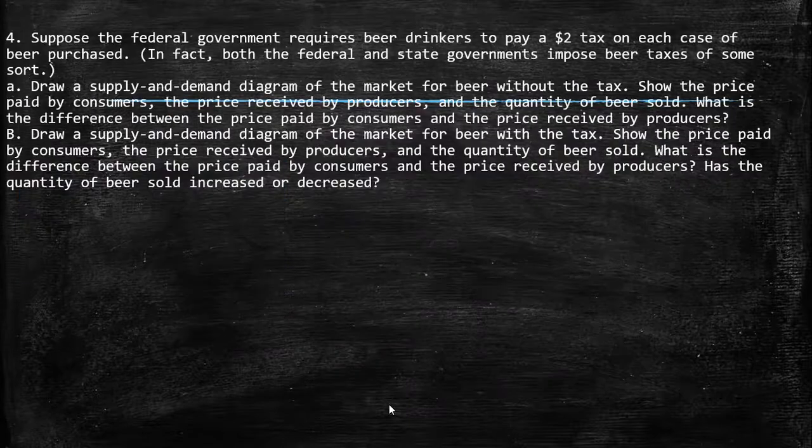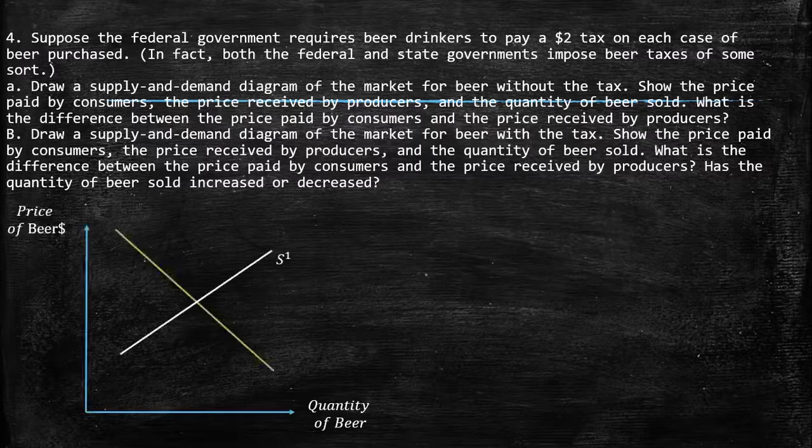Okay, next point. Suppose the federal government requires beer drinkers to pay a $2 tax on each case of beer purchased. In fact, both the federal and state governments impose beer taxes of some sort. A: draw a supply and demand diagram of the market for beer without the tax. Show the price paid by consumers, the price received by producers, and the quantity of beer sold. What is the difference between the price paid by consumers and the price received by producers?